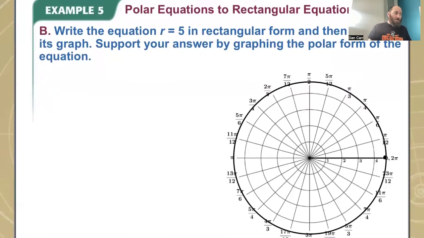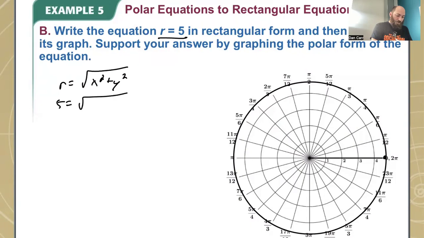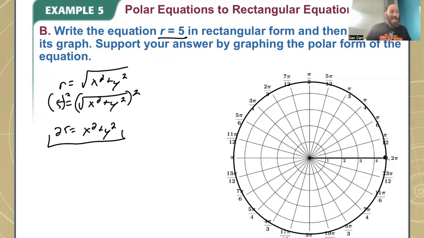So how do I get that from here? Well, if r equals 5, remember that r is equal to the square root of x squared plus y squared. That's what we did when we solved for r. So in this case, 5 is equal to the square root of x squared plus y squared. How do I undo the square root? We square both sides. So 25 is equal to x squared plus y squared. And that's my rectangular form, which makes sense because my origin is at 0 with a radius of 5.